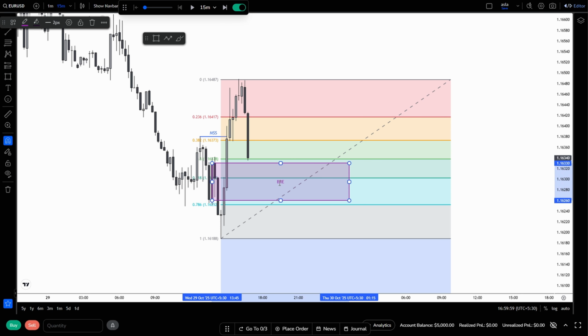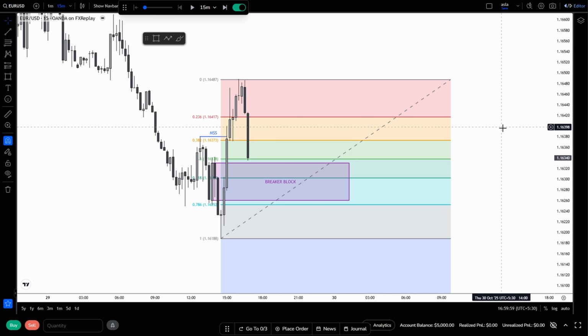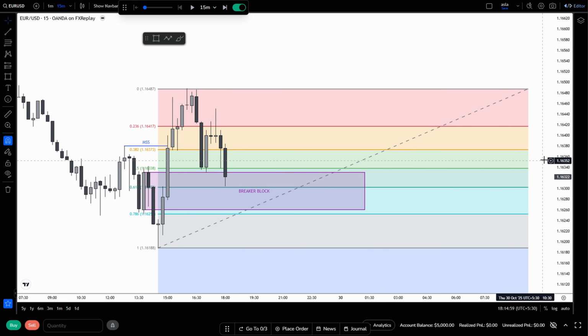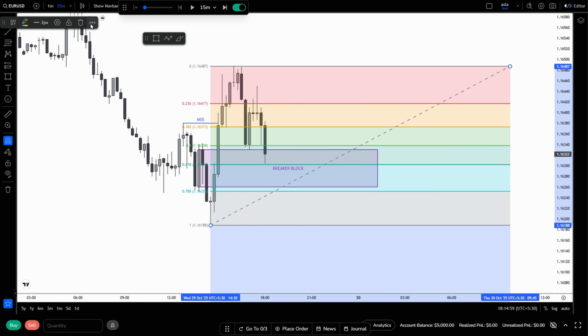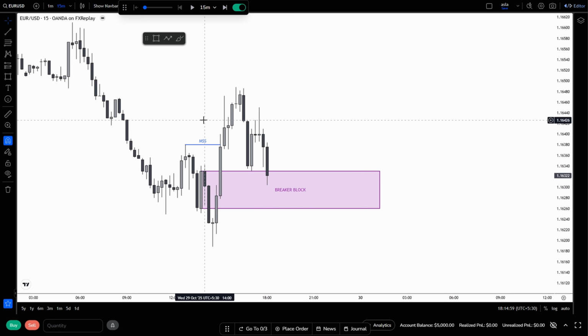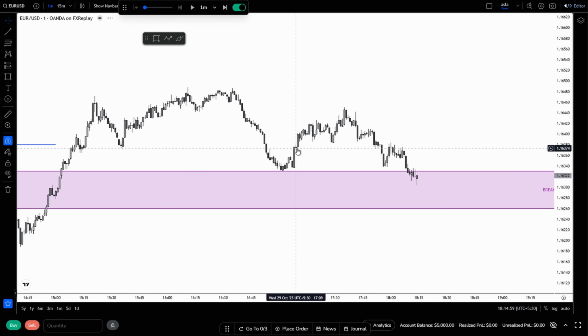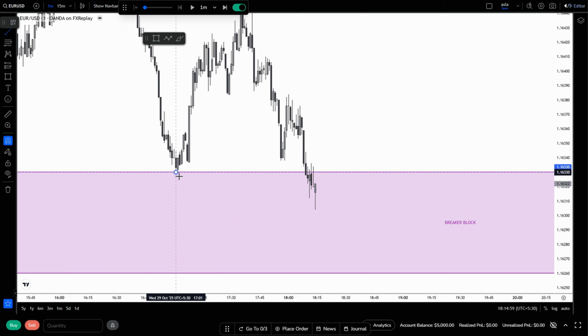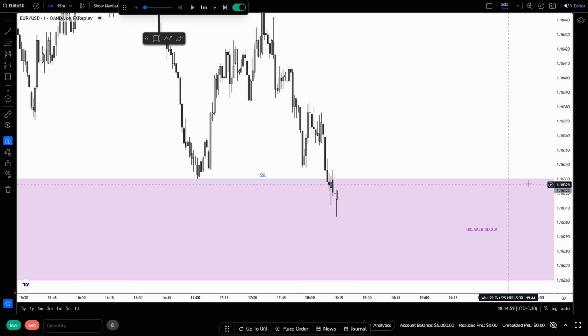Now we wait. We wait for price to retrace back into this breaker block. Here you can see price comes back and taps into the breaker block. Once the breaker block is tapped, we move down to a lower time frame to refine our entry. If we drop down to the 1-minute time frame, you can see that price sweeps sell-side liquidity inside the breaker block. This liquidity sweep gives us additional confirmation that price is reacting from the level.